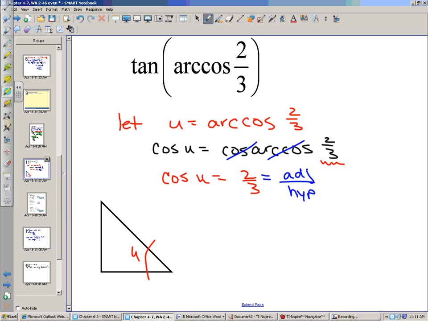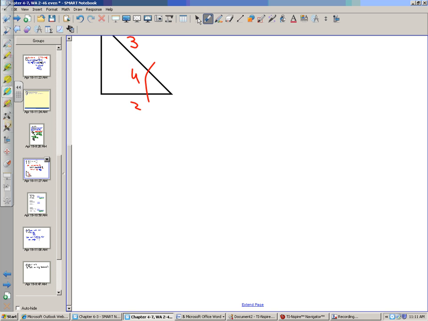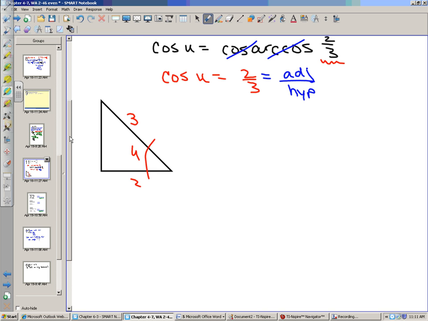If u is there, where does 2 go? On the bottom. Where does 3 go? It is the hypotenuse. How do I know this? This is the hypotenuse being the longest side. This is the angle, the length right beside it. Right? Do we understand that?